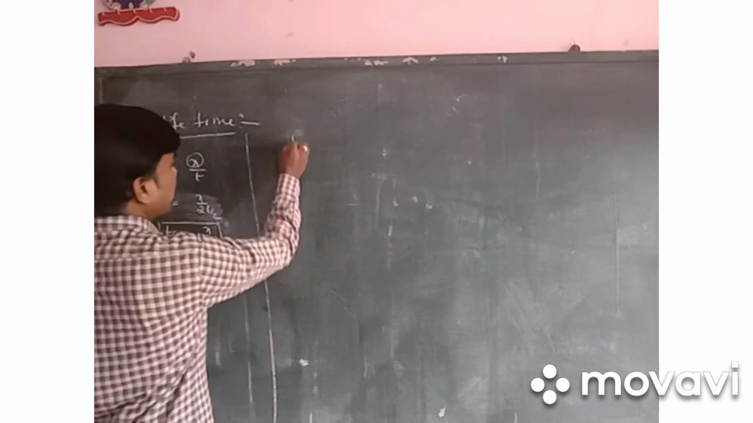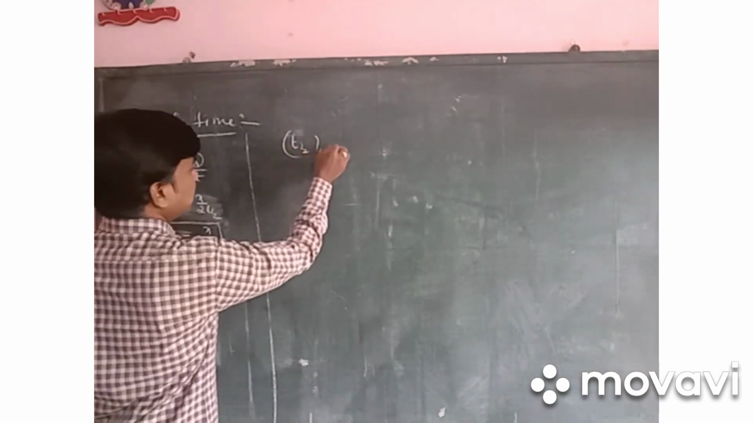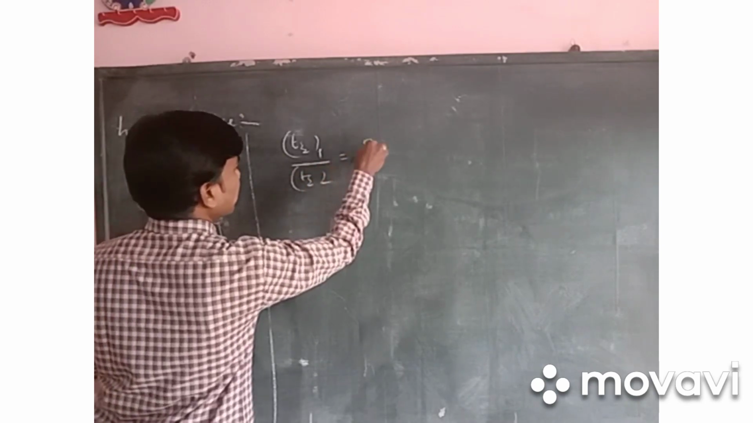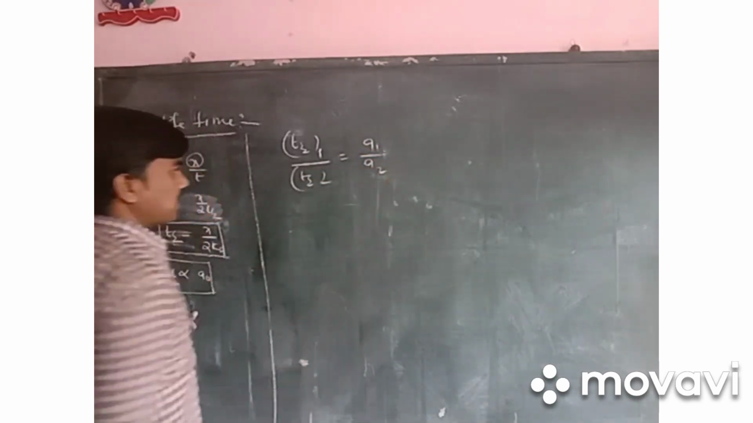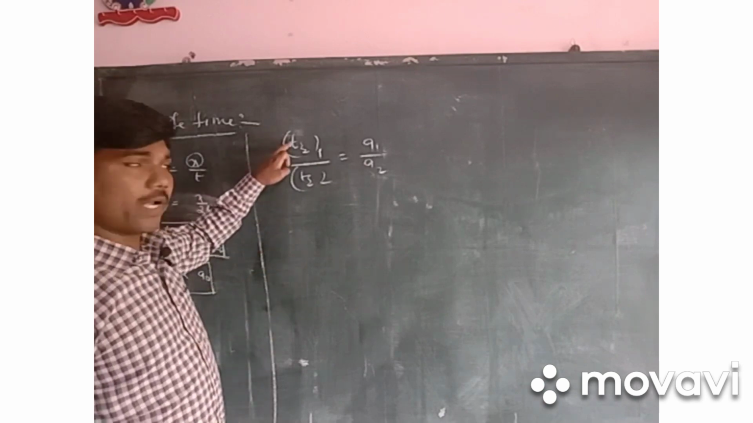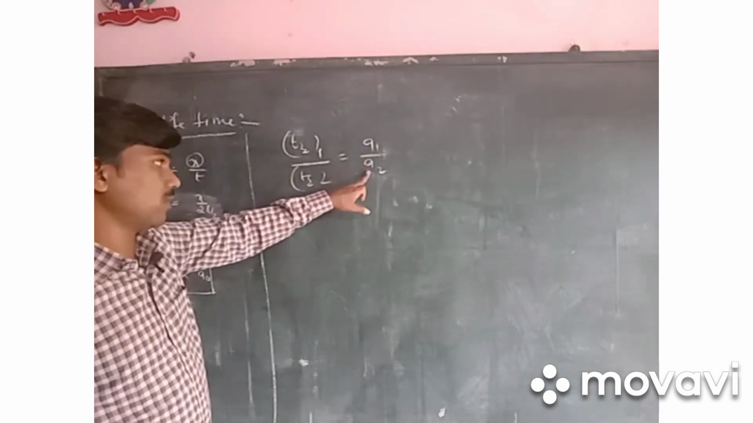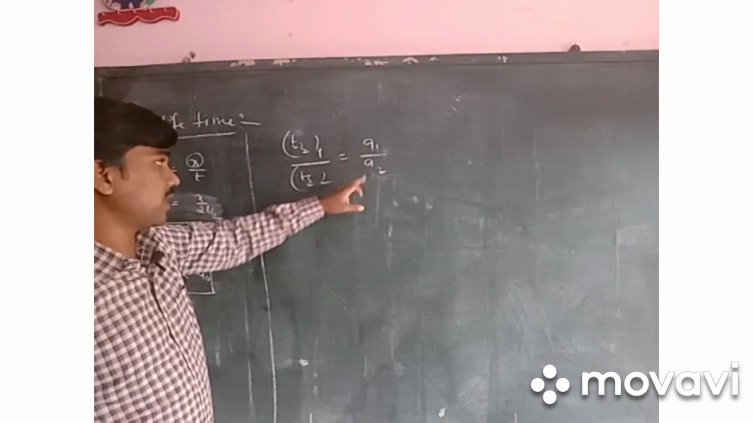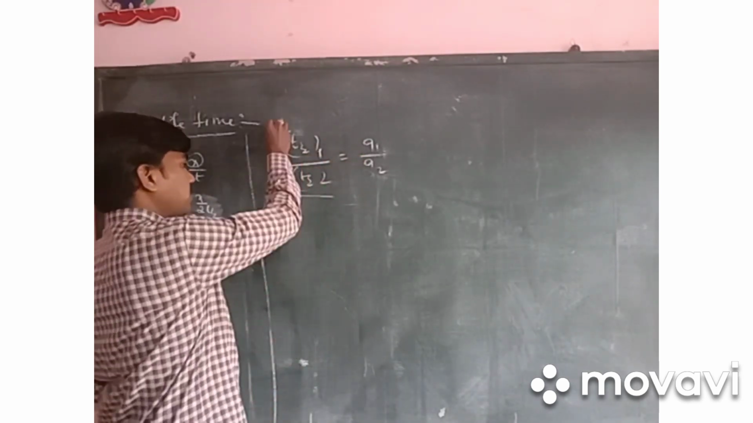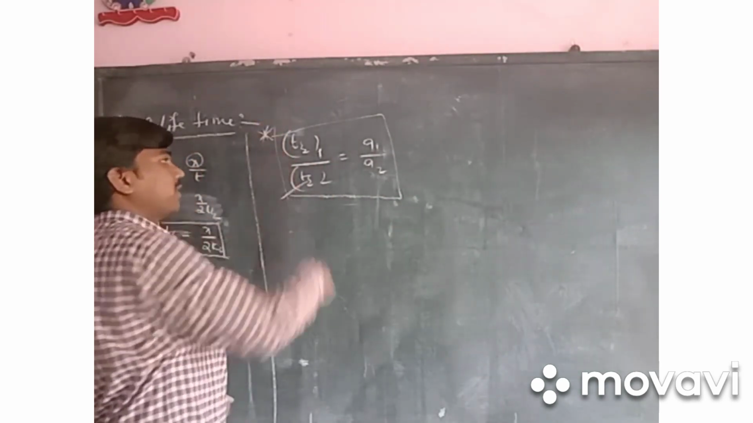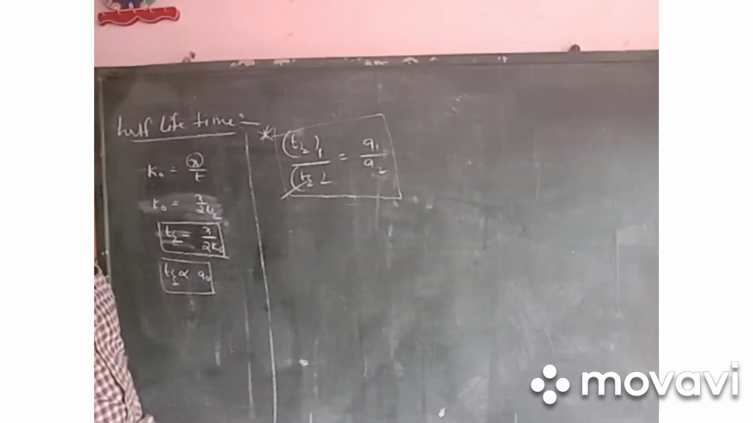So here you see t of half for the first instance by t of half for the second instance is equal to what? A1 by A2. They may provide you the t of half value and the a0 value, and this also they will provide. When they provide these three values, you can calculate the concentration by using this relation. This is one of the important concepts related to half-life time.